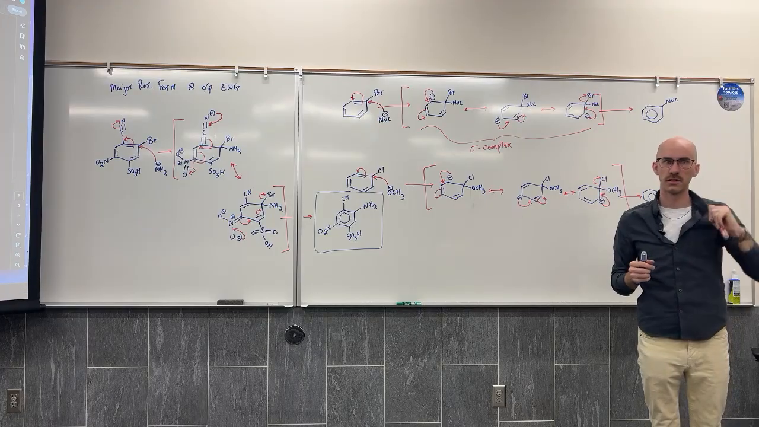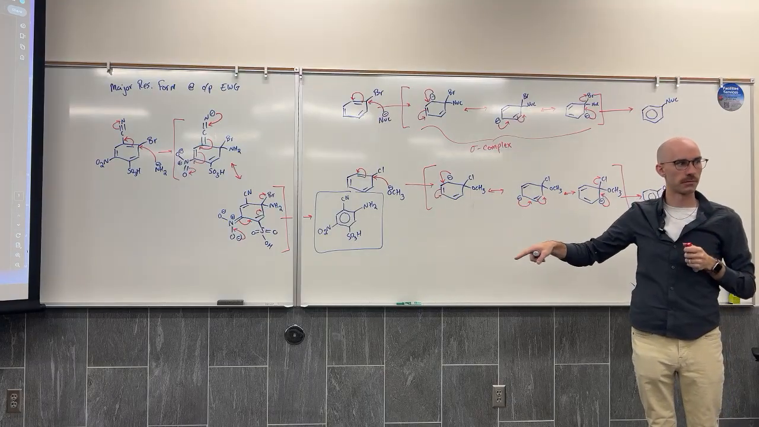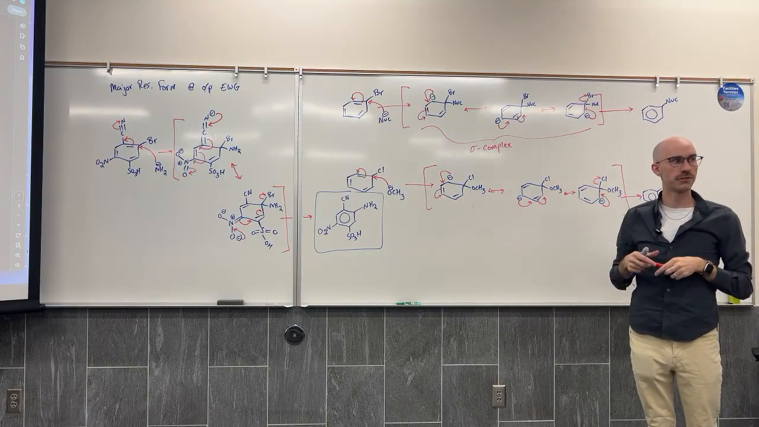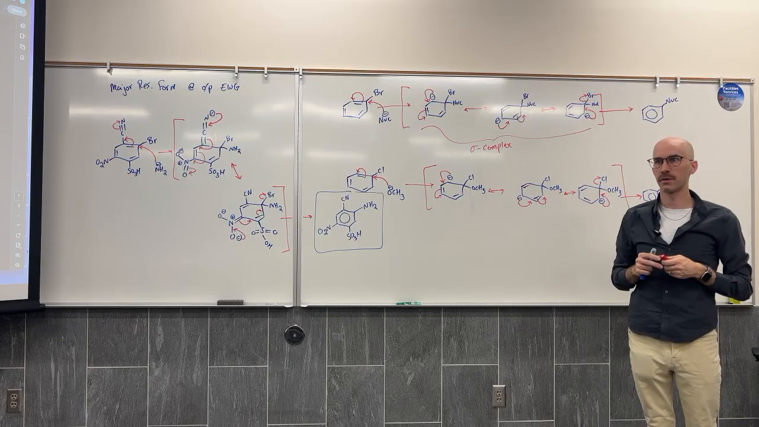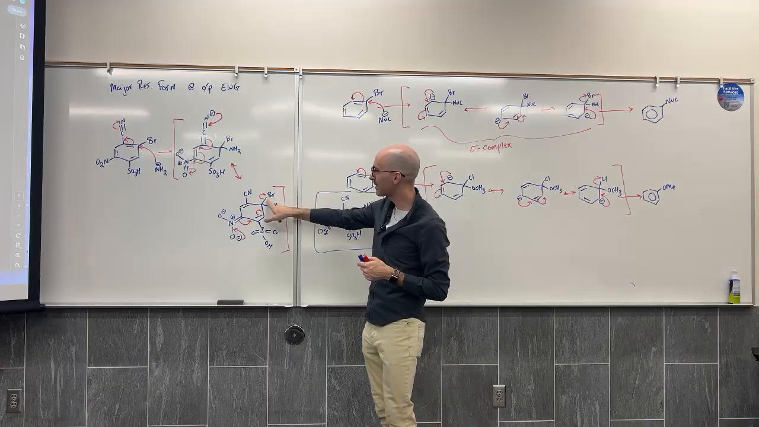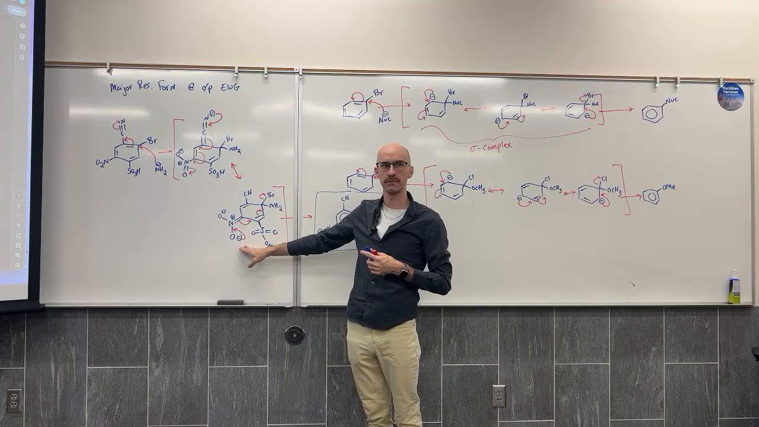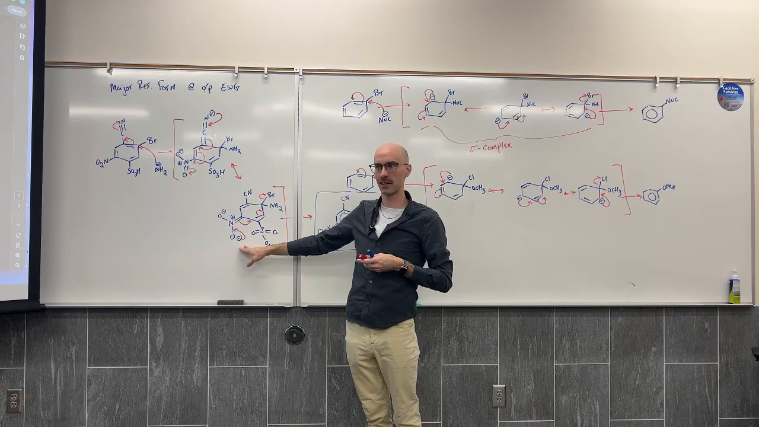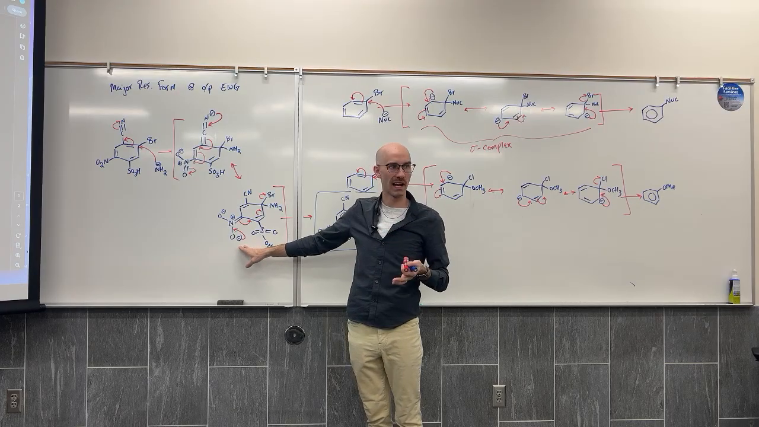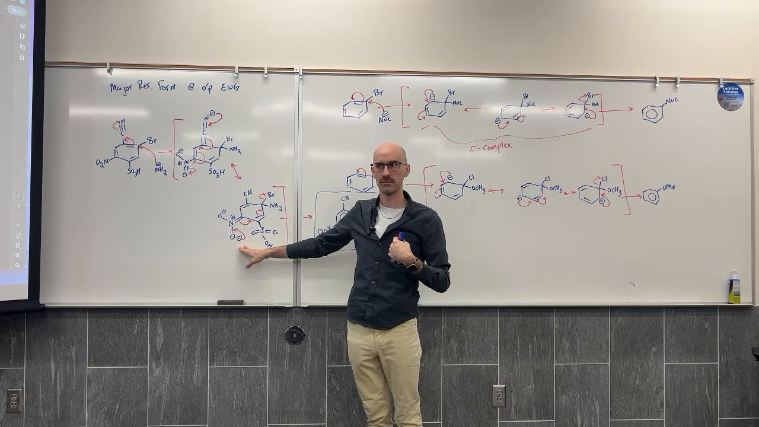True or false, that is the only resonance form that can be used to show the elimination step. The elimination has to be shown from this resonance form specifically. No. Why would it? This resonance form doesn't even exist. Why would this be the only way elimination can occur? This is just one way that we can show into the elimination step. It's not the only way.